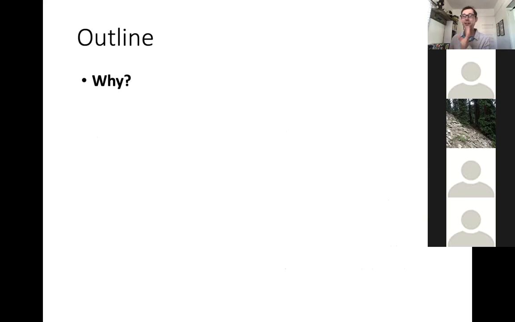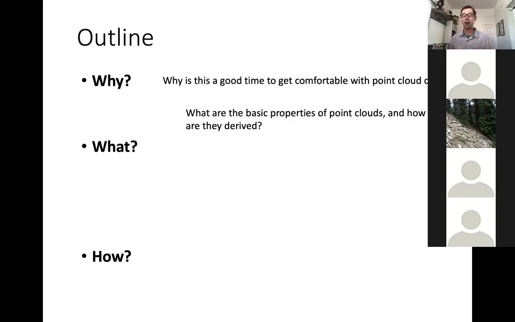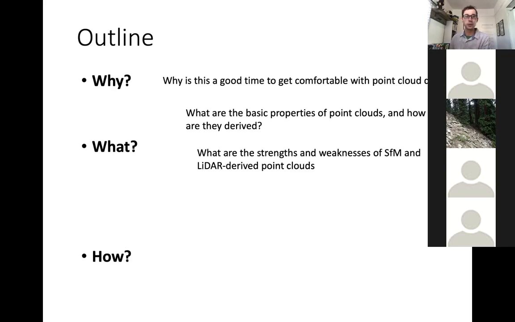So the outline of my talk is basically going to follow the why, what, and how format of the previous webinars. And the topics I'm going to cover are really, why is this a good time to get comfortable with point cloud data? What are the basic properties of point clouds and how are we deriving them from different sensor technologies? What are the strengths and weaknesses of the 2 main technologies we're using? That's structure from motion photogrammetry and LiDAR. Those are both ways of getting really useful point cloud data, but they have different strengths and weaknesses.